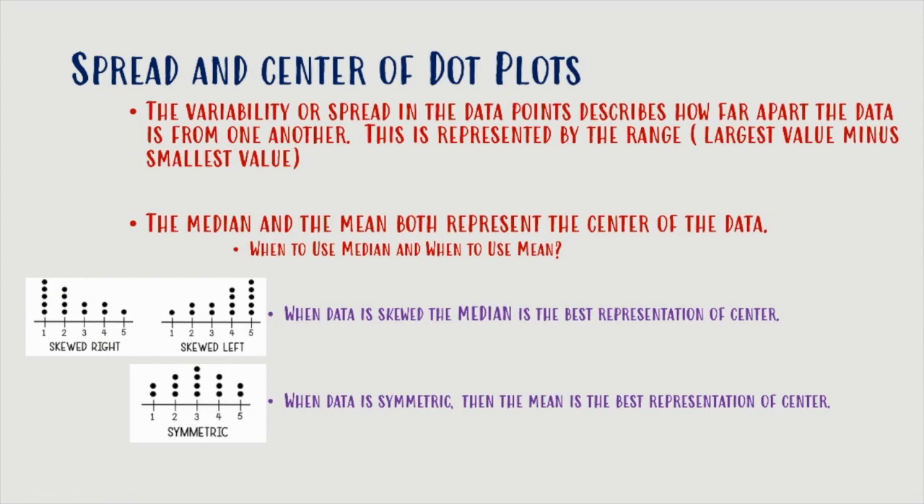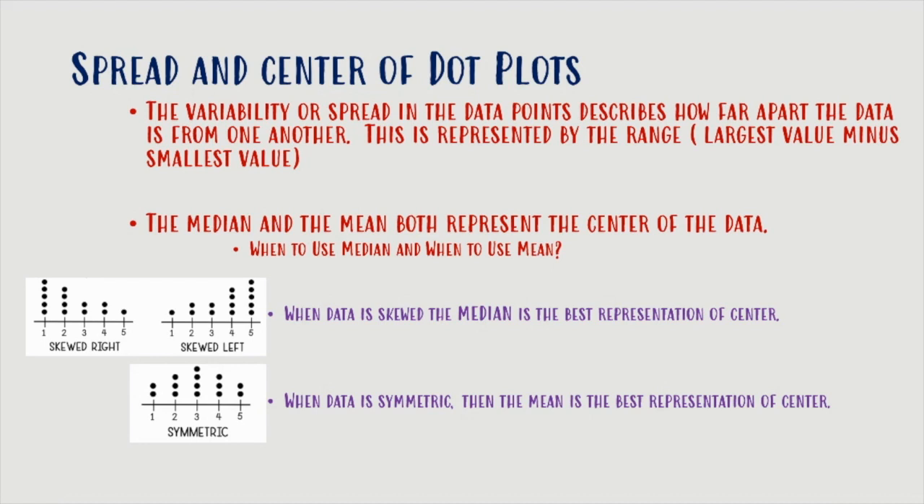Then we have the spread and the center of our dot plots. We've already done our lesson on variability of data. We also can use variability of data when we're describing a dot plot or any kind of graph. So the way we're going to represent that is by the range, where we take the largest value and subtract the smallest value to see how our data ranges. Then we've got median and mean, and that's going to represent our center of data.